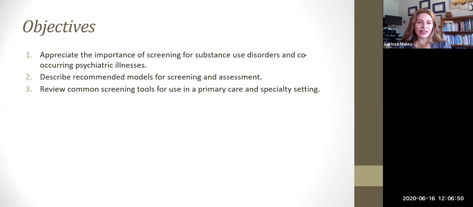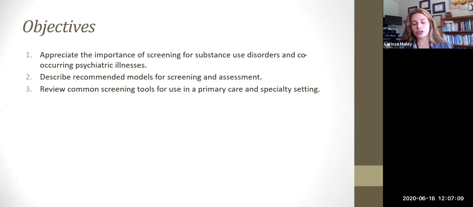So we're going to talk about the importance of screening for substance use disorder, and in addition to co-occurring psychiatric illnesses, as we've discussed previously, that they tend to go hand in hand, and that best practice recommendations state that we want to treat them simultaneously. And so that's why it's important that if we're going to screen for one, we screen for both.